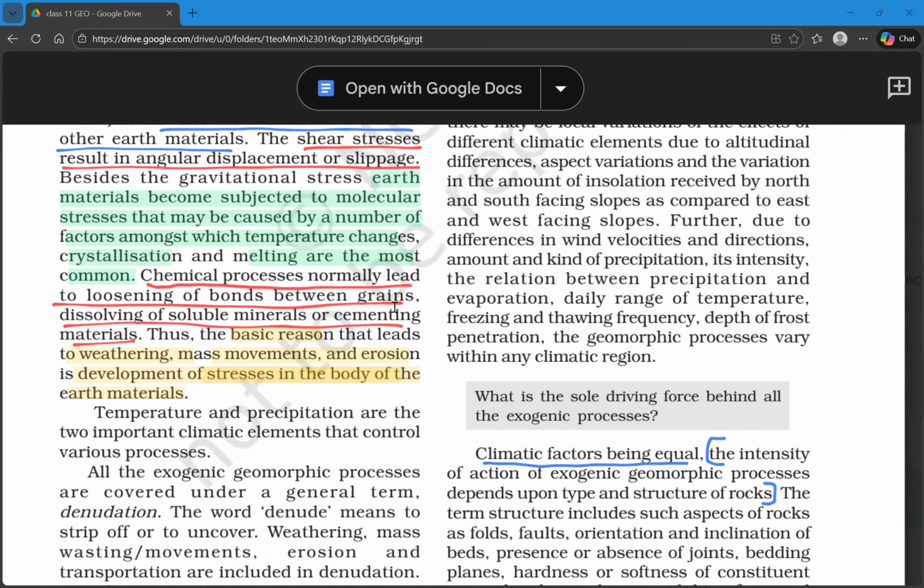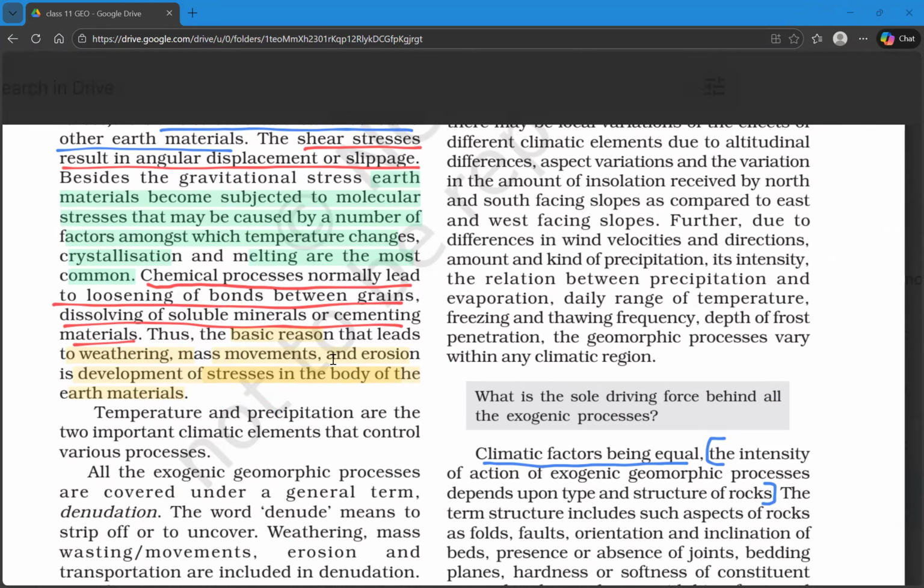Thus, the basic reason that leads to weathering, mass movements, and erosion is development of stresses in the body of earth material. So what is the basic necessity for weathering, mass movement, and erosion? That is the development of stresses in the body, that can be either molecular stress or shear stress.